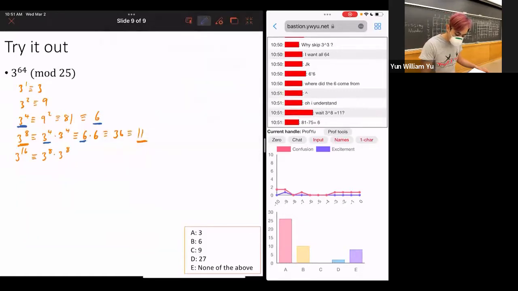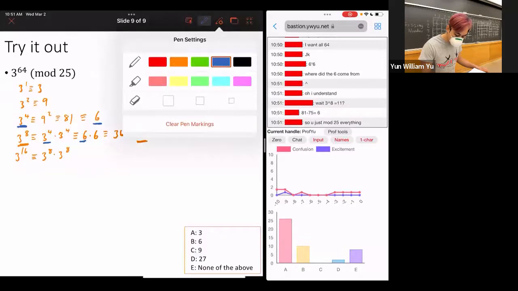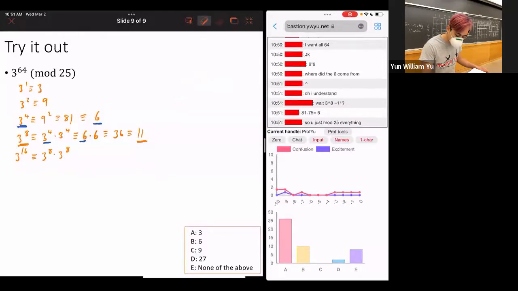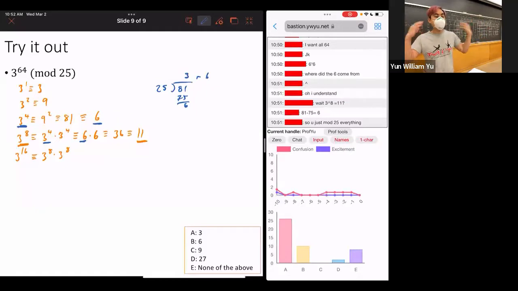Oh, yeah, because 81 divided by 25 is equal to 3, that's 75, remainder 6. Yeah, so you just mod 25 everything. That's basically what I'm trying to say, is that at any point you can do mod 25 and make things smaller. And that often makes these computations easier because all your computations are then within some small range.